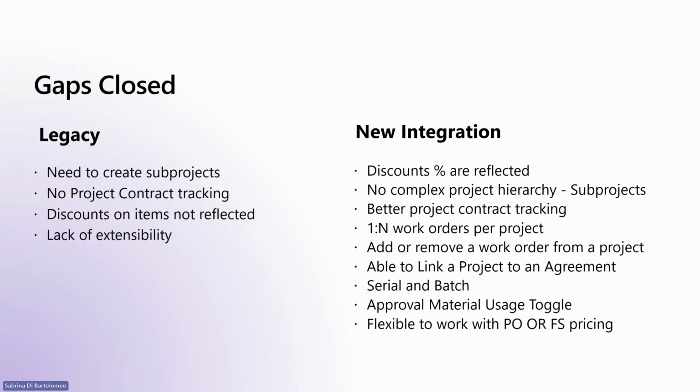Just to mention another example, in the legacy integration, discounts on work order lines were not reflected on the F&O side. With the new integration, discounts are reflected on the total amount. The new integration uses the modern project operations architecture as the main orchestration layer, with native integration to finance and operations through integration journals.